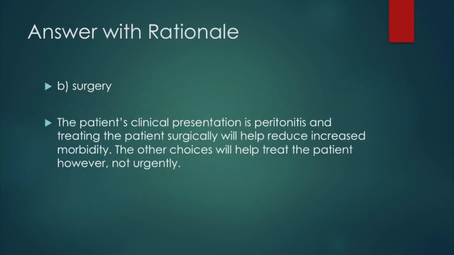And the answer is B. Surgery. This is because the patient's clinical presentation is that of peritonitis, and treating the patient surgically will help reduce the increased morbidity. The other choices will help treat the patient, however, not urgently.